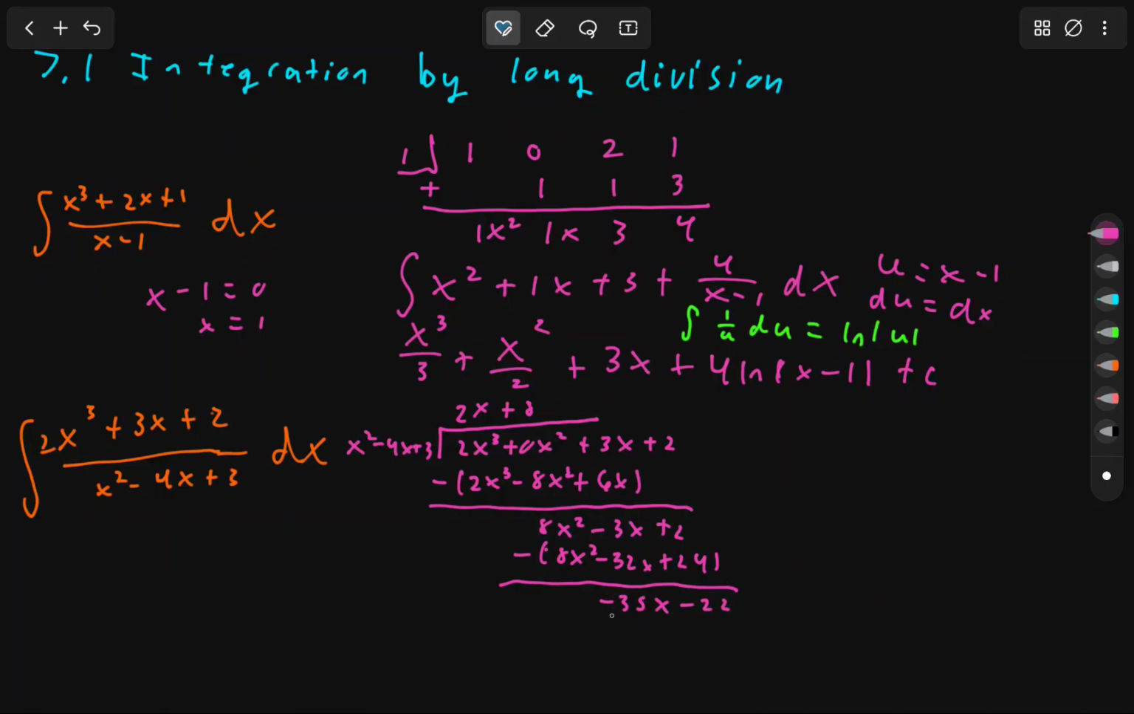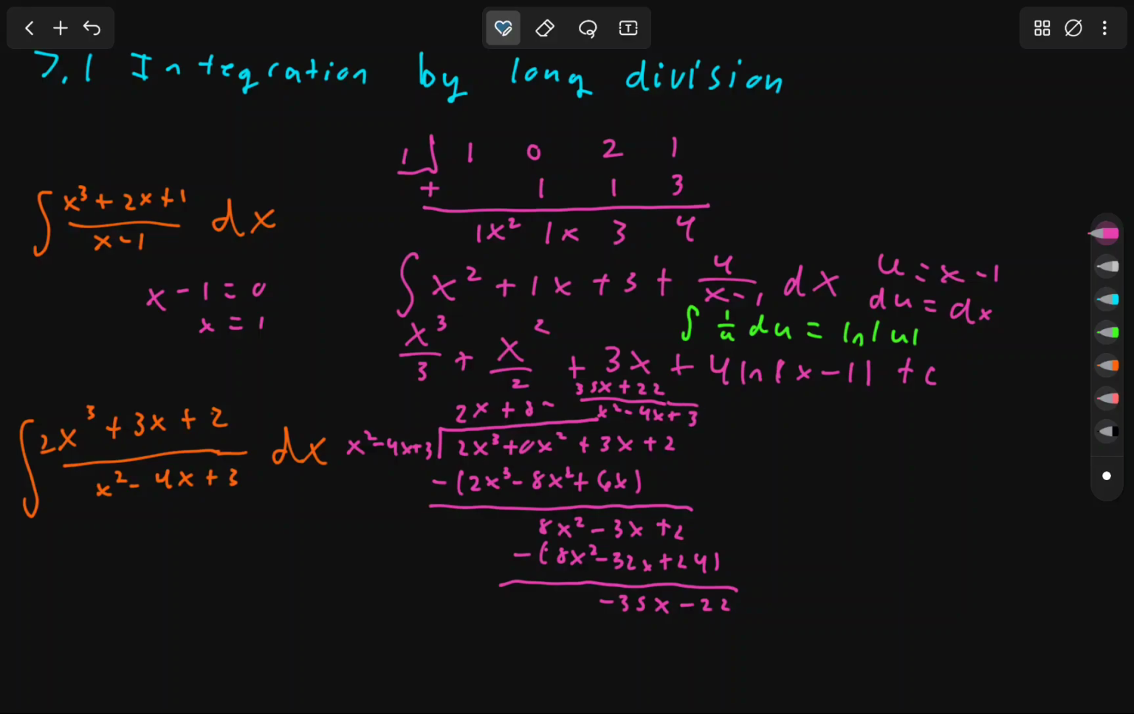Now this right here is our remainder. So we're going to actually just say we're going to subtract off, and I'm going to factor out a negative from this. So this is just going to be 35x plus 22 divided by x squared minus 4x plus 3.